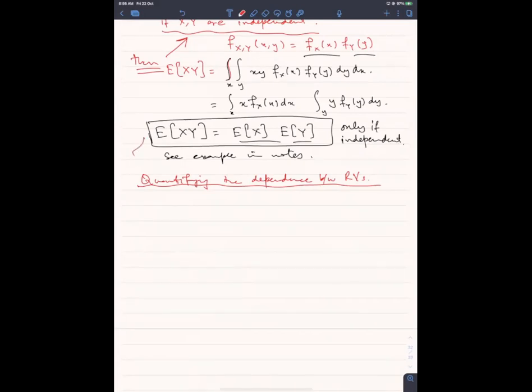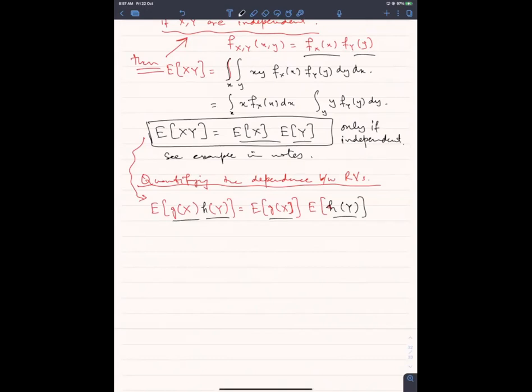So I'm going to extend this result here first, and the claim is expected value of g of x, h of y can be written as expected value of g of x into expected value of h of y. And obviously the simplest example is g of x is equal to x, h of y is equal to y.